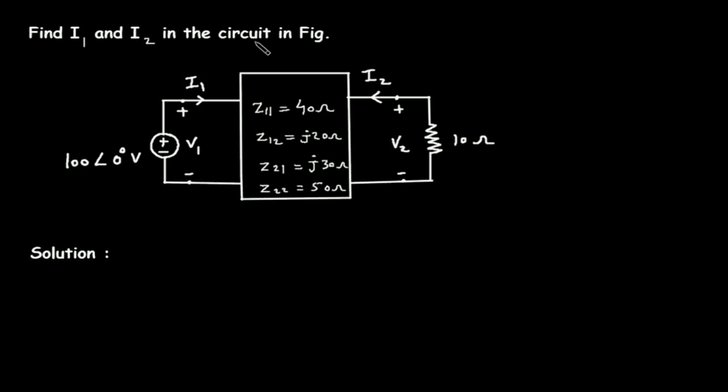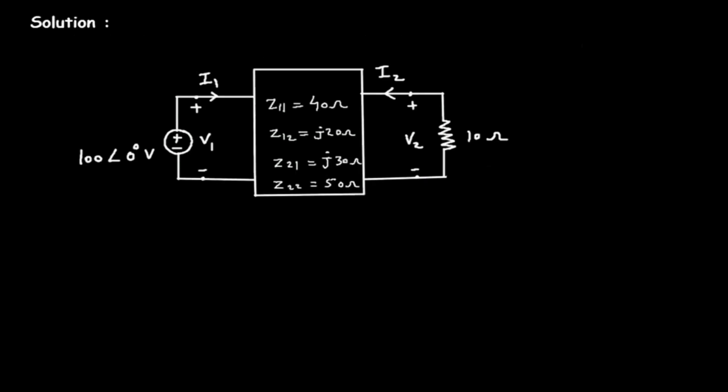Find I1 and I2 in the circuit in figure. Here we can see this is a two-port network and we have to find I1 and I2 of this two-port network. As we can see, the Z parameters for this two-port network are given. So, solution.